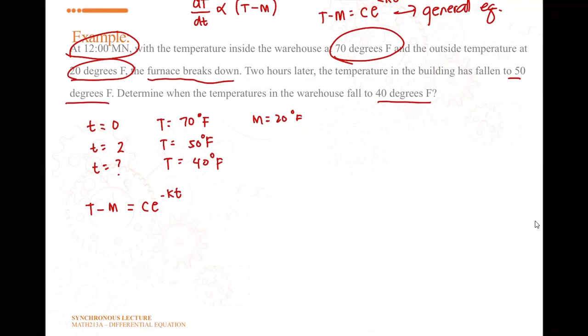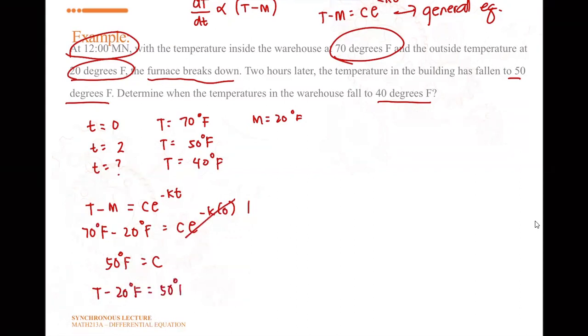So at initially, 70 degrees Fahrenheit siya minus yung control natin na 20 degrees Fahrenheit is equals to C E negative K times 0. So this will be equals to 1. So this will be 50 degrees Fahrenheit is equals to C. So our first equation now will be T minus M. Or pwede nyo ilagay na din yung M, no? Kasi since di naman magbabago yung value ng M. Is equals to 50 degrees Fahrenheit E negative K T.